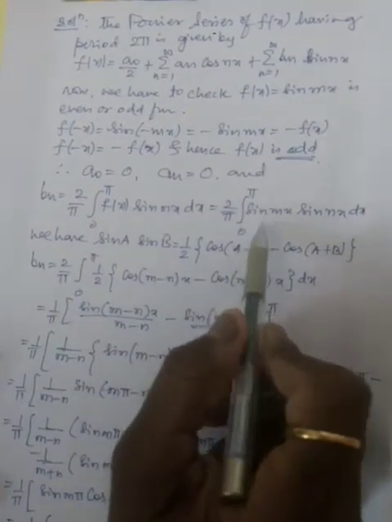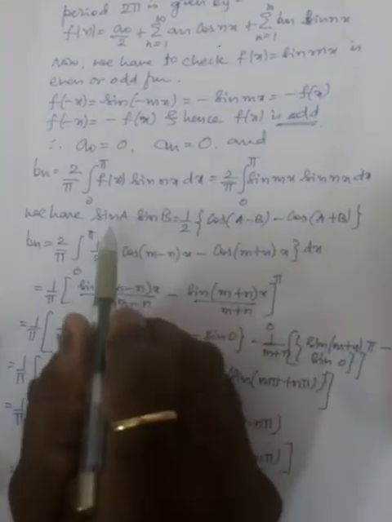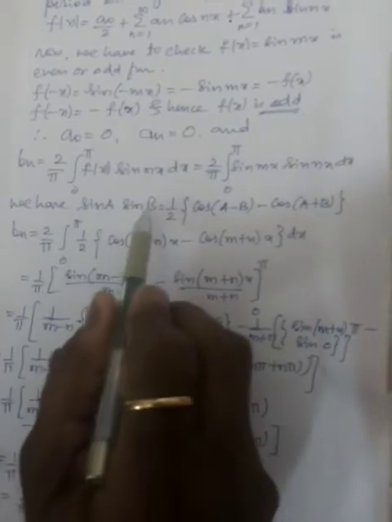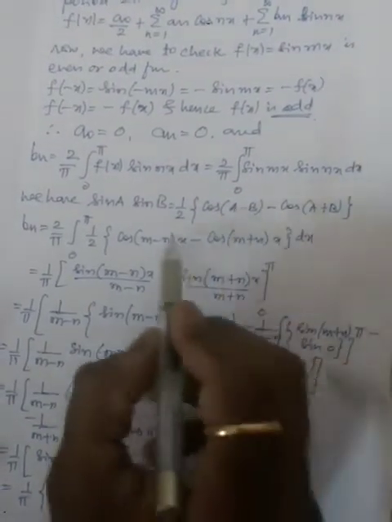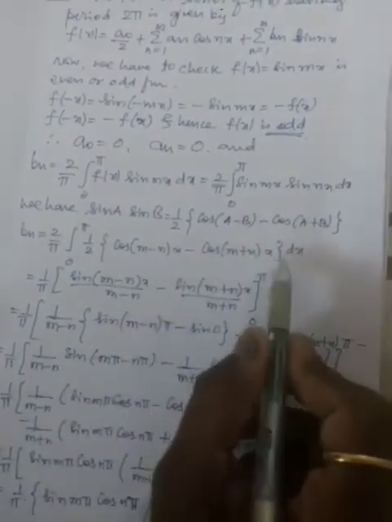When f of x is an odd function, by the given table, a0 and an will be 0, only bn is equal to 2 upon pi, integration between 0 to pi, sin mx sin nx dx. Observe the one trigonometrical condition, I mean the transformation formula. What is sin a sin b? It will be 1 upon 2, cos of a minus b minus cos of a plus b. What is a? mx. What is b? nx. I am putting the value. Just observe the condition clearly here.